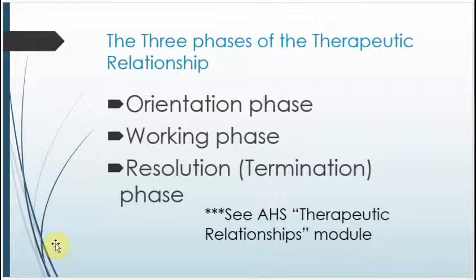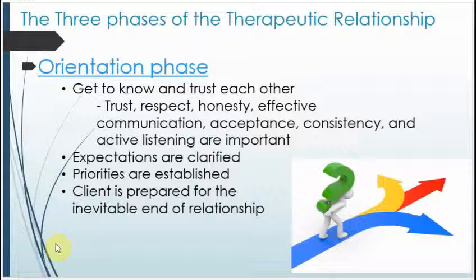So there are three phases of a therapeutic relationship, and Alberta Health Services has a lovely therapeutic relationship module, and you can access it on the Moodle page. So the three phases are orientation phase, working phase, and resolution phase, which is the termination phase. In the orientation phase, you're getting to know each other. You trust each other. Trust, respect, honesty, effective communication, acceptance, consistency, and active listening are very, very important during this stage. They're sizing you up just as much as you're sizing them up.